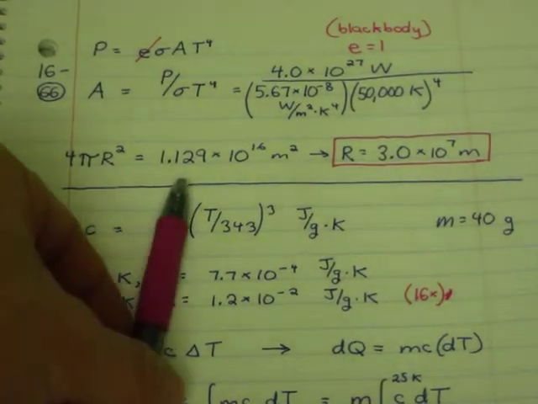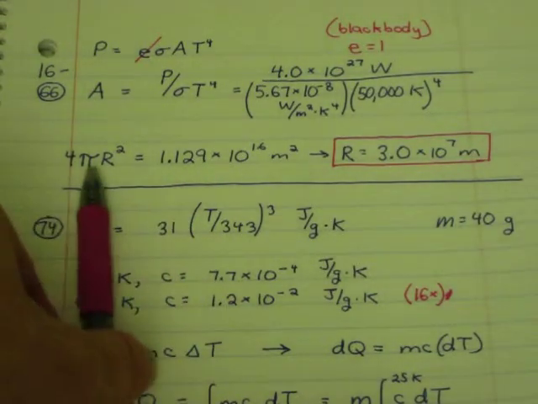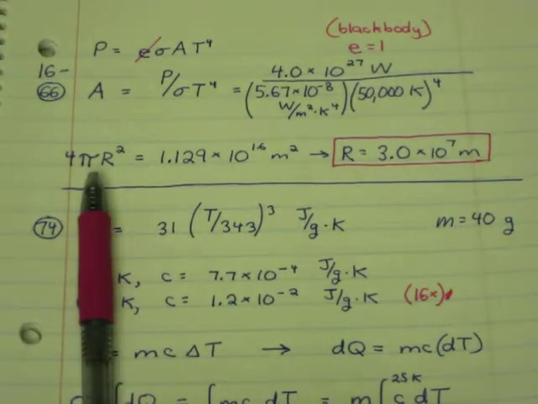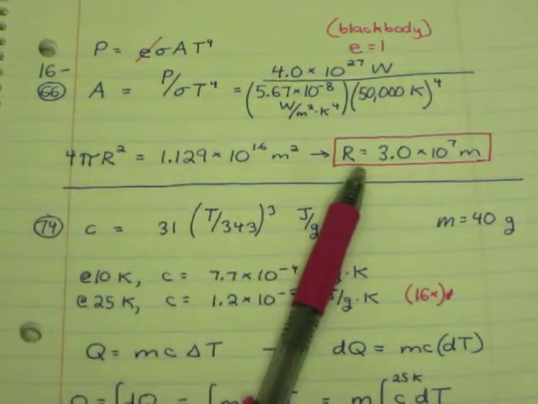That gives us an area of 1.129 times 10 to the 16th meter squared, but we want the radius. So I'm turning the A for area into 4 pi r squared, surface area of a sphere. And so when I solve that for radius, we divide by 4 pi, take the square root, and we get a radius of 3 times 10 to the 7th meters.